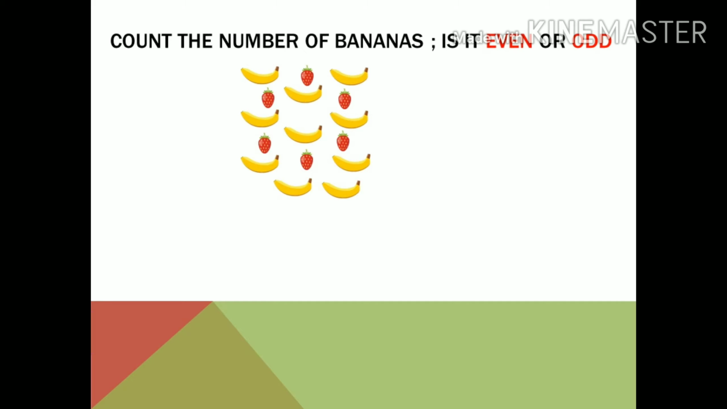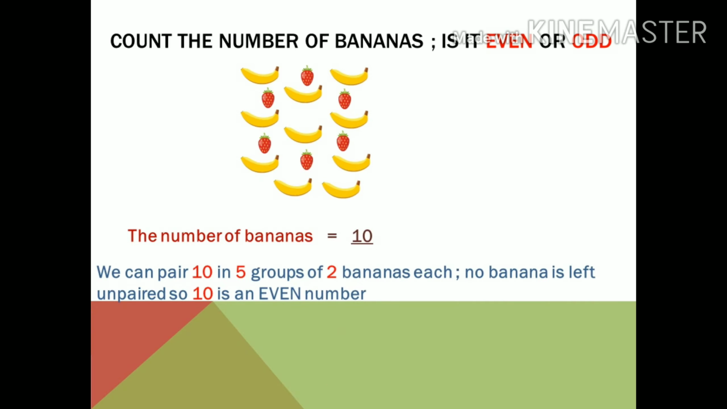Let's count the number of bananas and see is it even or odd. The number of bananas here is 10. We can pair 10 in 5 groups of 2 bananas each. No banana is left unpaired, so 10 is an even number.